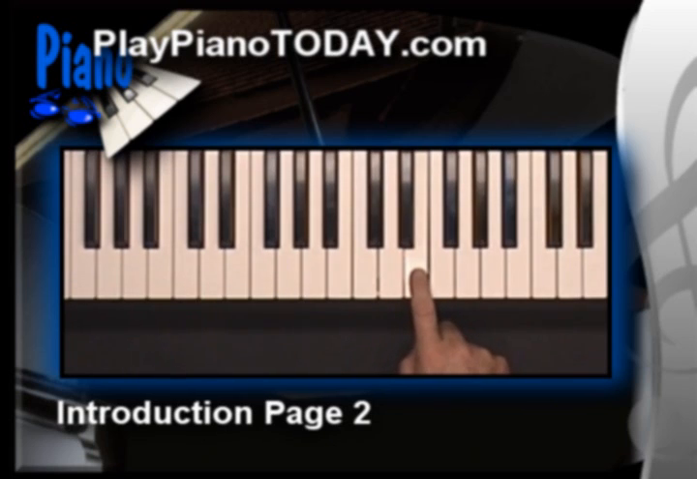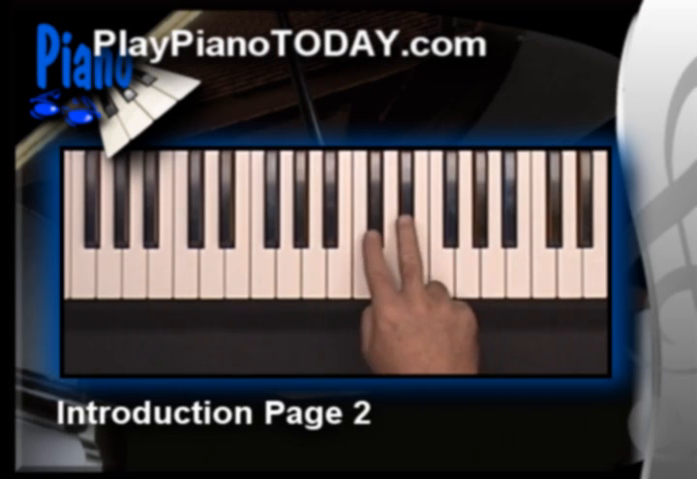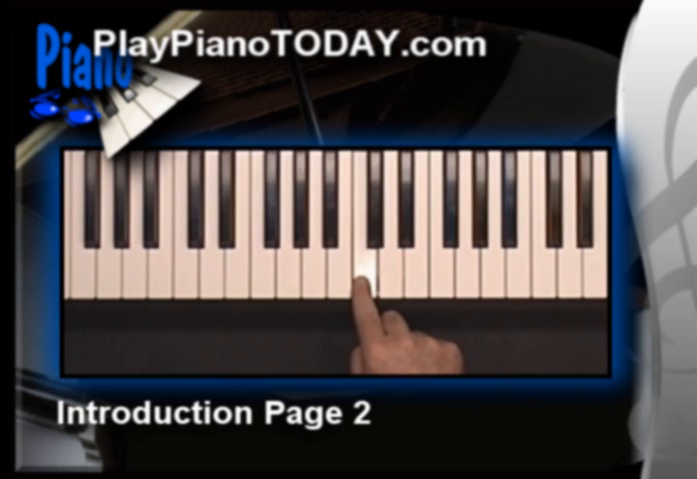Okay, so now, guess what? In a couple of minutes now, you've learned how to find all the note names on the keyboard just by memorizing where the F's are and where the C's are. Then you can find the notes in the general vicinity of either one of those notes.